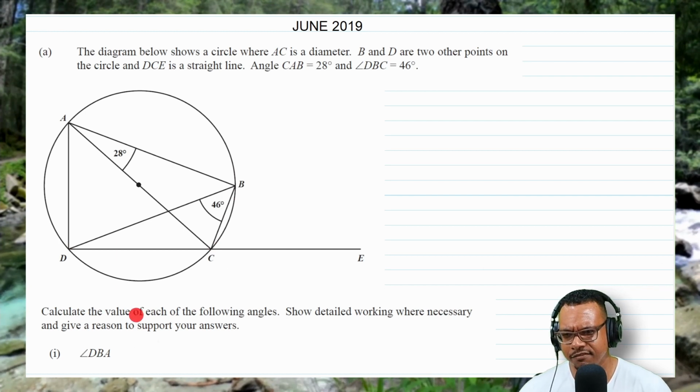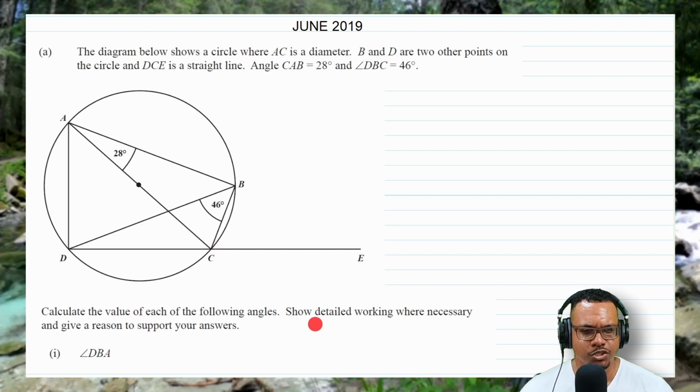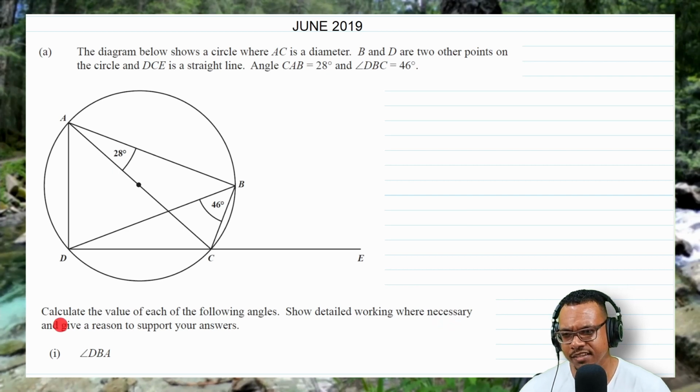Now they want us to calculate the value of each of the following angles. Show detailed working when necessary and give a reason to support your answer. So for part 1, we want to find out what is angle DBA, that's D to B to A. That's this angle right here.